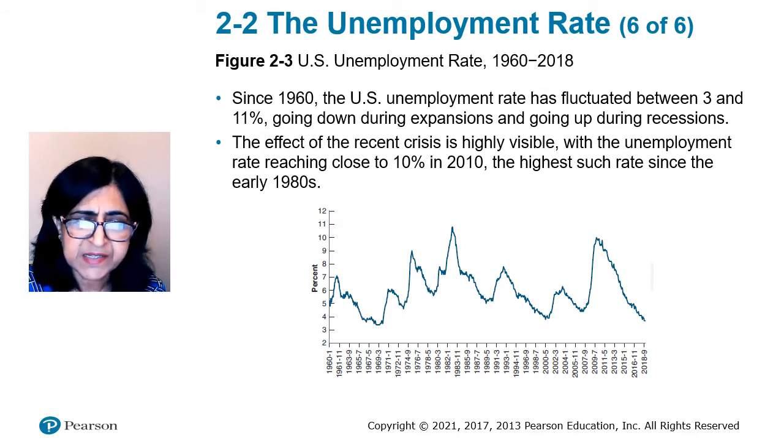Since 1960, the U.S. unemployment rate has fluctuated between 3 and 10%, going down during expansions and going up during recessions. The effect of the recent crisis is highly visible, with the unemployment rate reaching close to 10% in 2010, the highest such rate since the early 1980s.